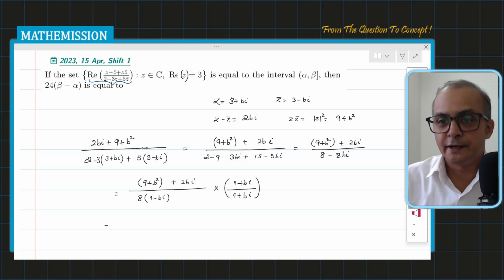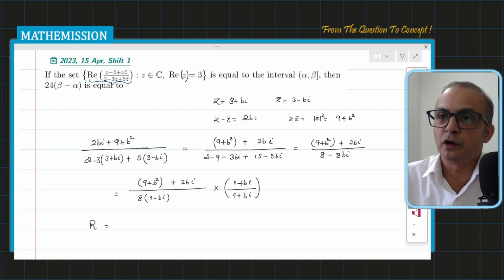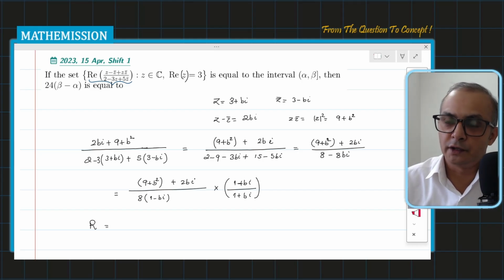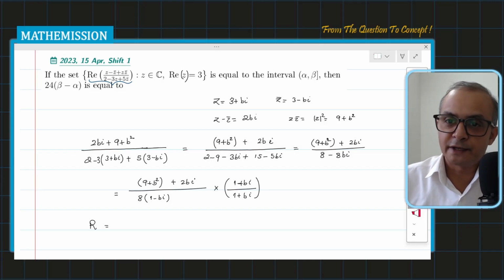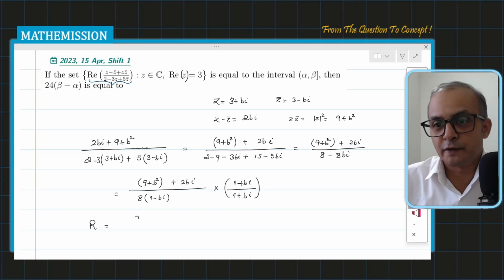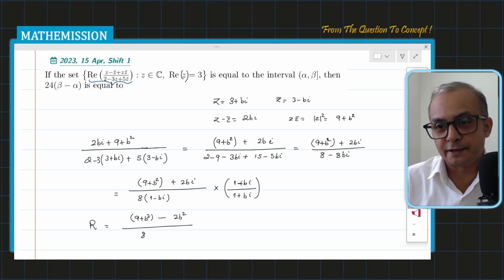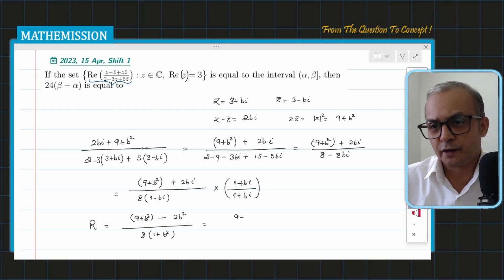So here I need to find out the real part of this complex number only, on which we have to work, that in what interval that real part will lie. I'm taking only the real part r, so it will give you 9 plus b square minus 2b square. In the denominator I have 8 is out and 1 plus b square. We'll get 9 minus b square by 8 times 1 plus b square.